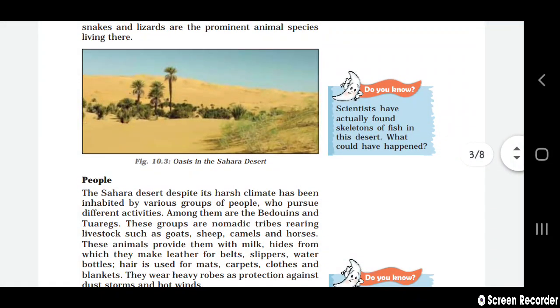Here you can see the oases in the Sahara Desert, with date palms. Here you can see dates.